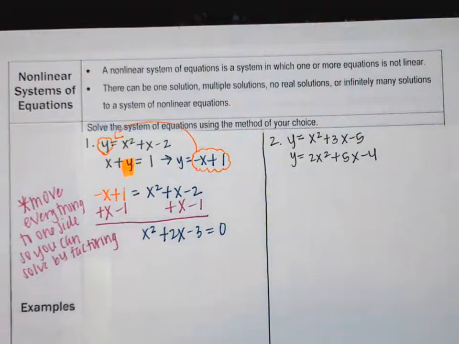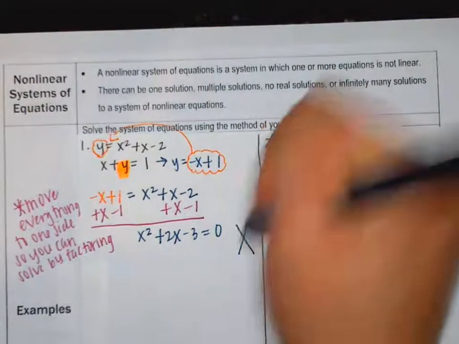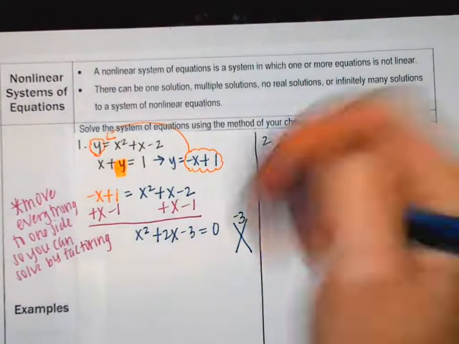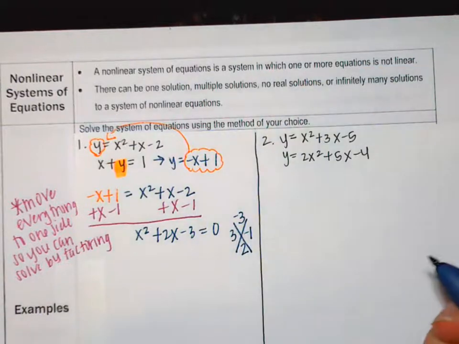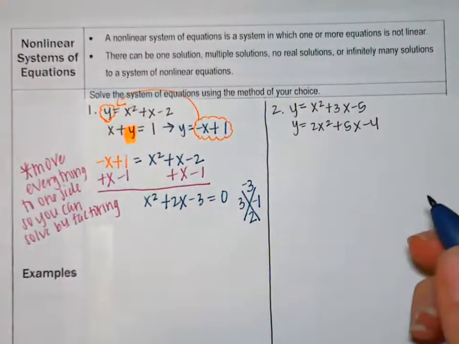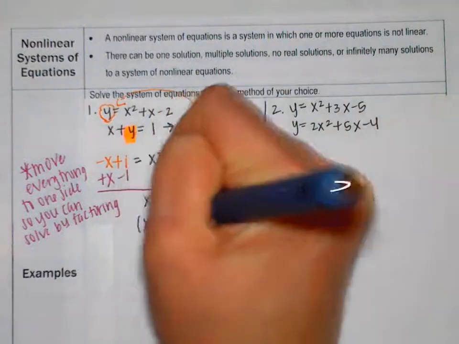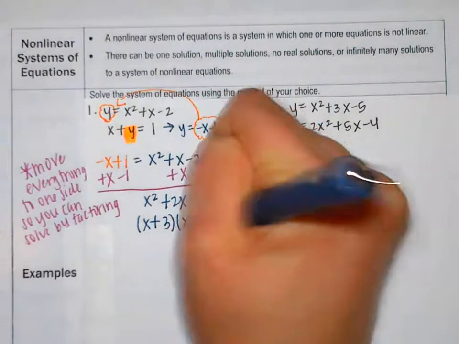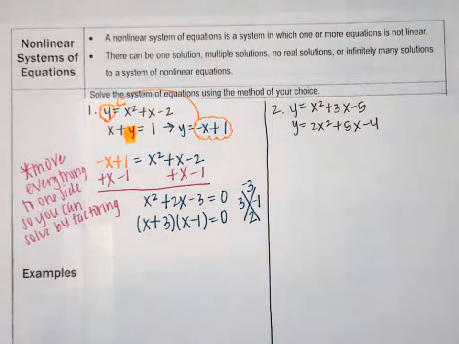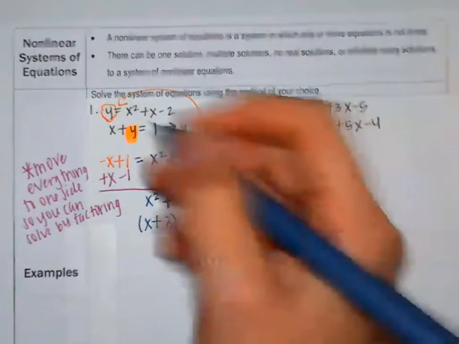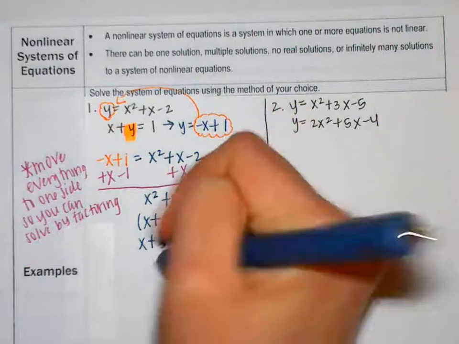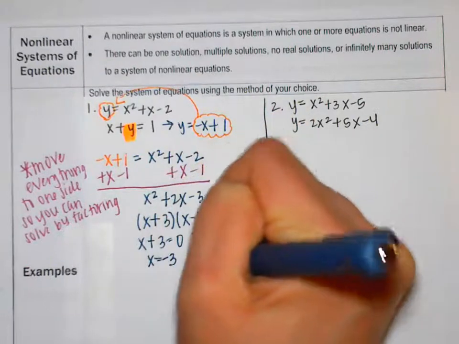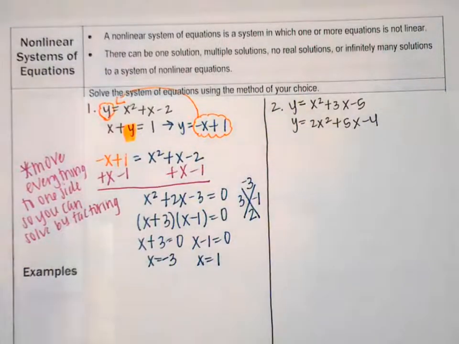So I'm thinking, what two numbers multiply together to get me negative 3 and add to get me 2? That would be 3 and negative 1. Because a is equal to 1, I can just use the shortcut. I can go x plus 3, x minus 1. And now I can get my x values. So I get x plus 3 equals 0, x minus 1 equals 0, and I get x equals negative 3 and x equals 1. What this tells me is that there are two solutions for this system of equations.